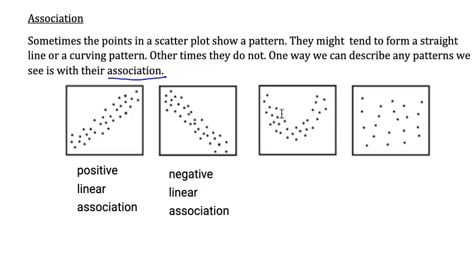This scatter plot here does show a pattern, but the points are not lined up in any kind of linear pattern. So we call this a nonlinear association. They do show a pattern, but it's not linear. And here in this last scatter plot, these points don't make any pattern at all. So we're going to say this shows no association. So association is all about what kind of pattern we see if there is one.